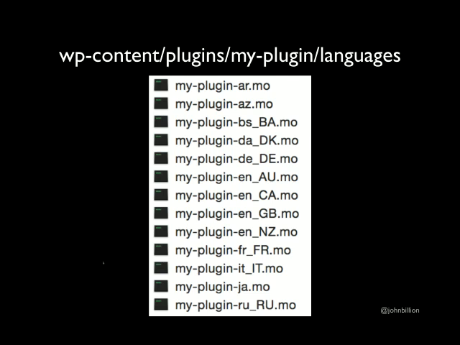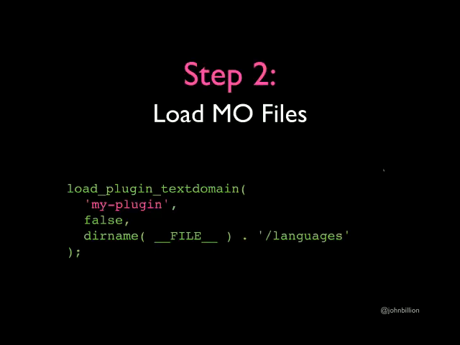Once you've got some translations for your plugin, they'll go into a directory and they'll look a little bit like this. Here you can see your text domain, which is your unique identifier, followed by a dash, and then the language code for that given language. So this is where your text domain becomes really important.